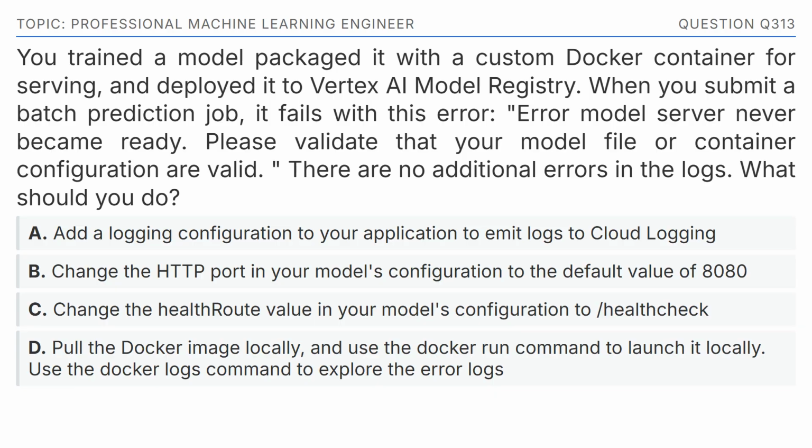Add a logging configuration to your application to emit logs to Cloud Logging. Option B. Change the HTTP port in your model's configuration to the default value of 8080. Option C. Change the health route value in your model's configuration to /healthcheck. Option D. Pull the Docker image locally, and use the Docker run command to launch it locally. Use the Docker logs command to explore the error logs.